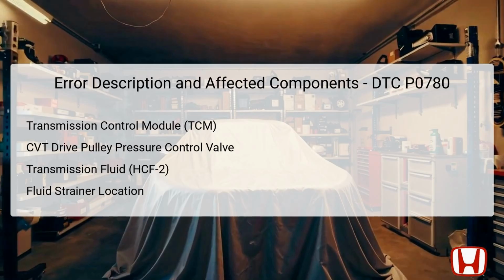Transmission fluid, identified in this guide as HCF2, serves crucial roles in lubrication and hydraulic operation, providing the necessary pressure for the CVT's operation. Additionally, the fluid strainer can be found within the transmission housing, responsible for filtering contaminants. An inspection of this strainer for debris is crucial in determining transmission health.